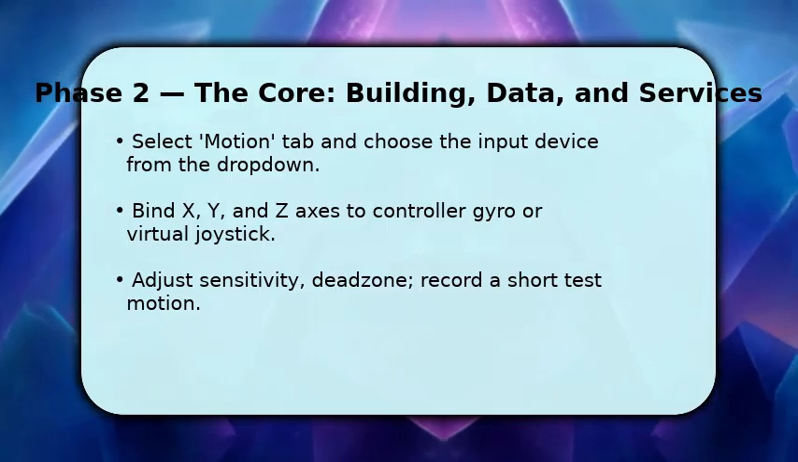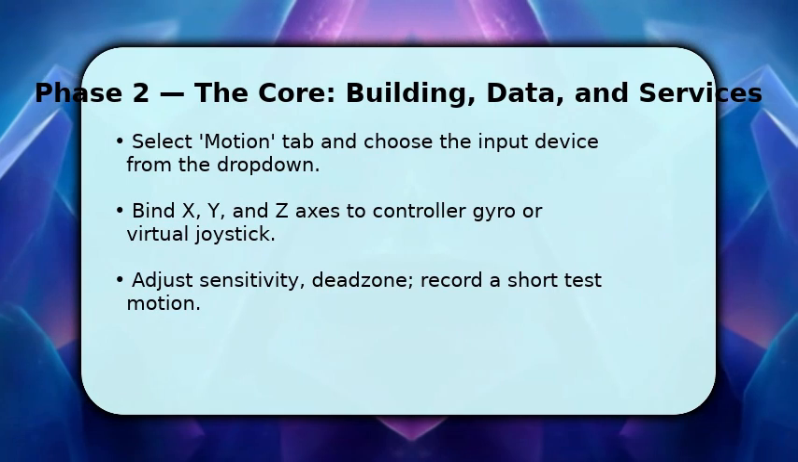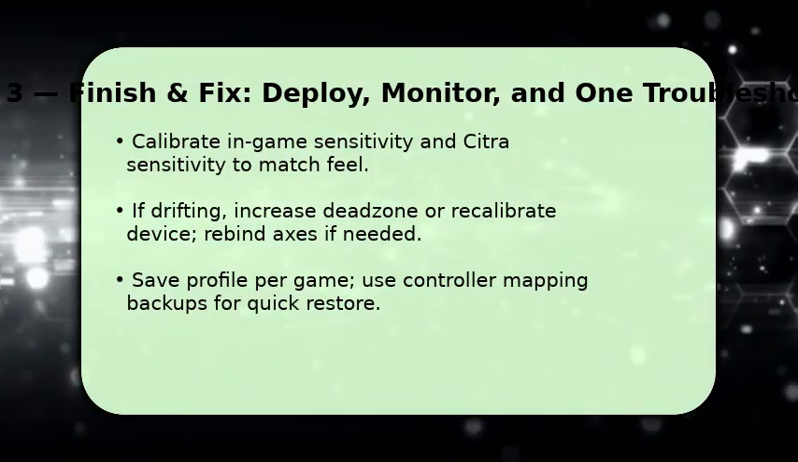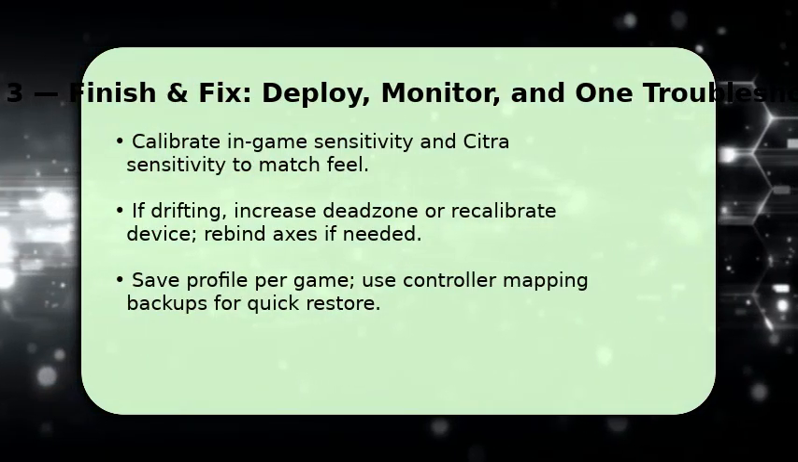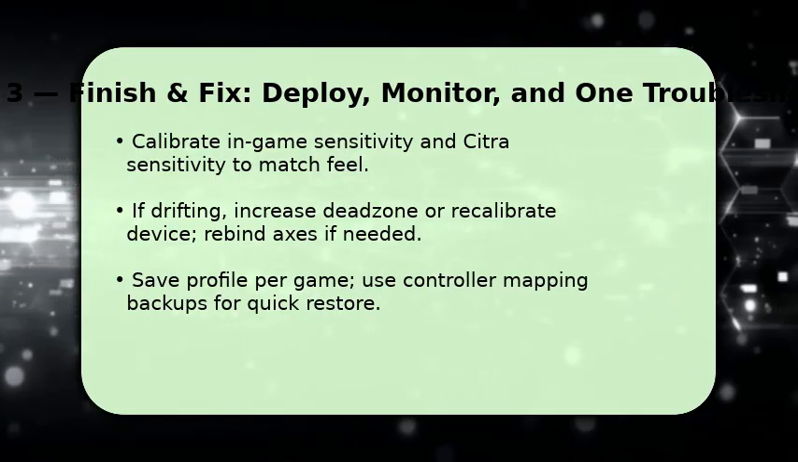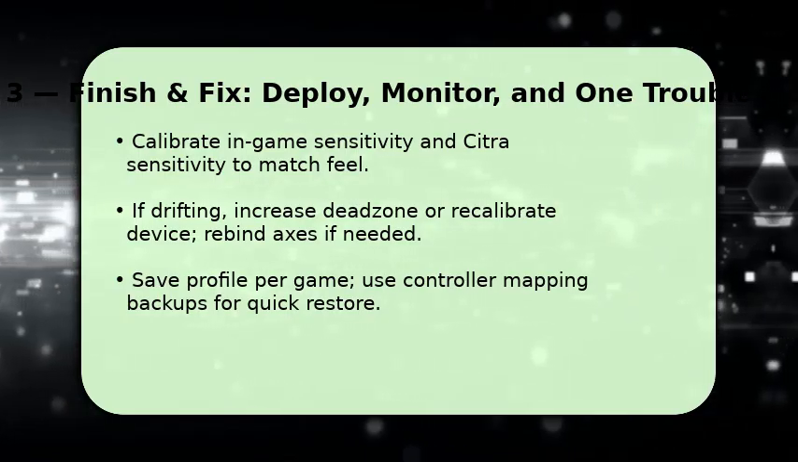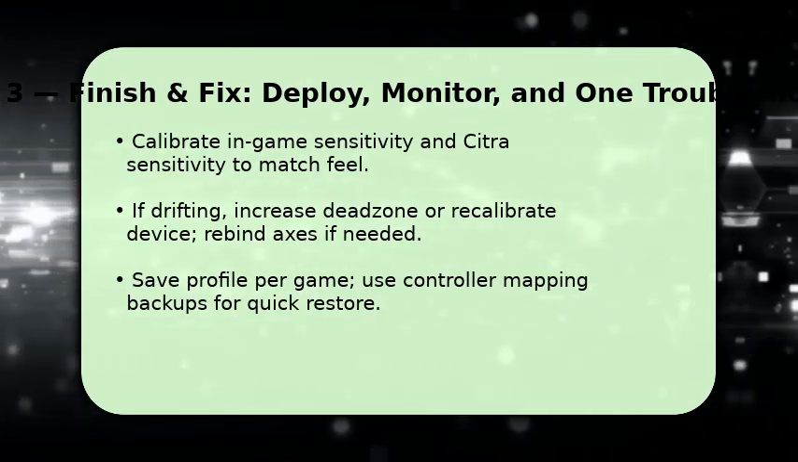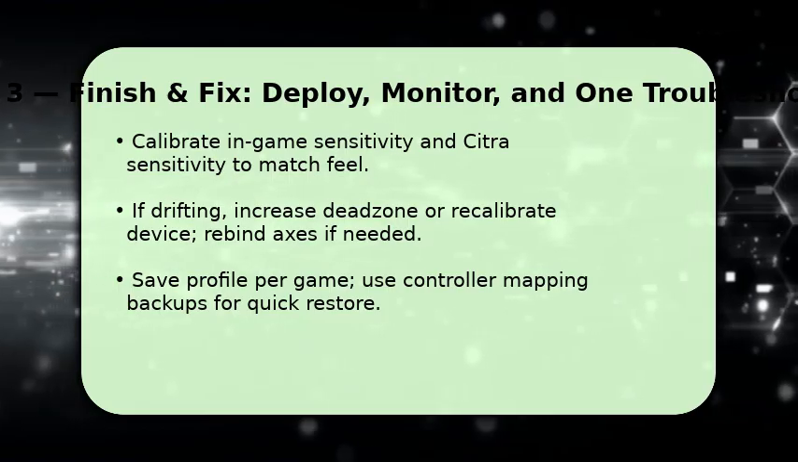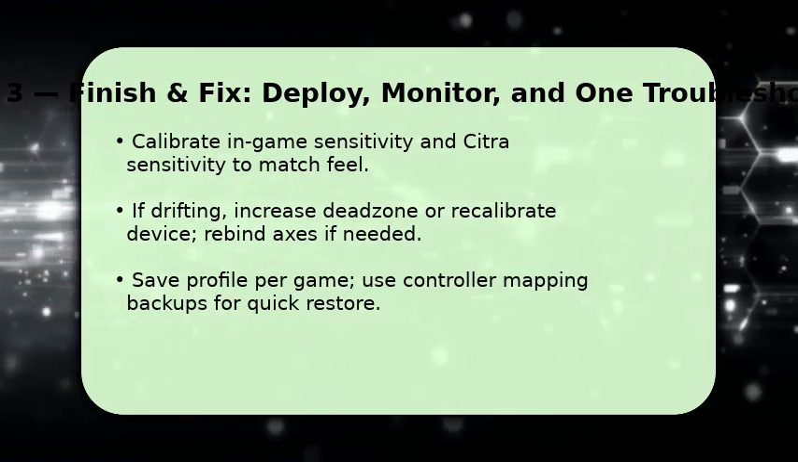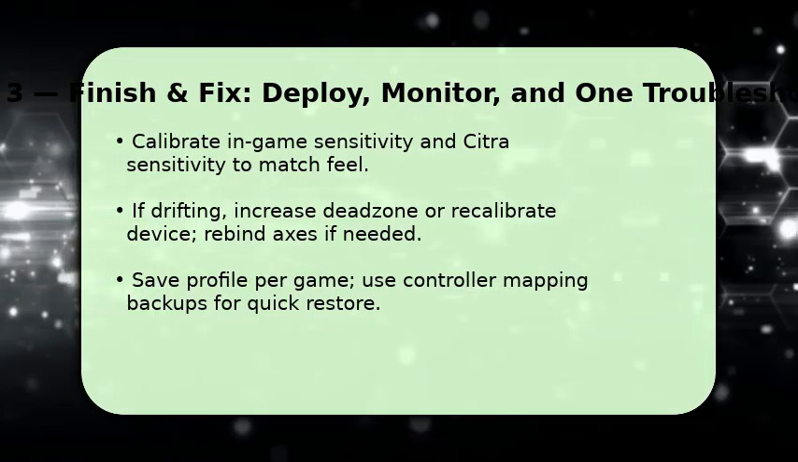Finish by refining. Load the game, enter in-game motion calibration, and match those settings with Citra's sensitivity so motion feels natural. If you notice drift, increase the dead zone, recalibrate the device, or rebind axes. Small changes fix most issues. Save a control profile per game to avoid repeating setup, and export that file as a backup.